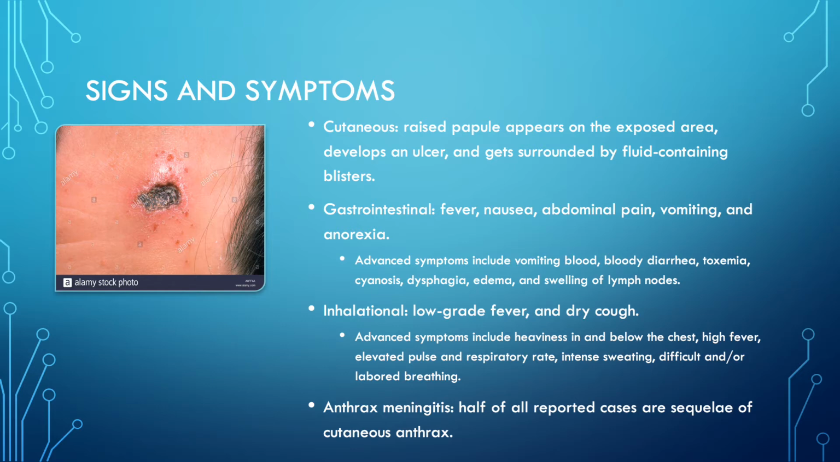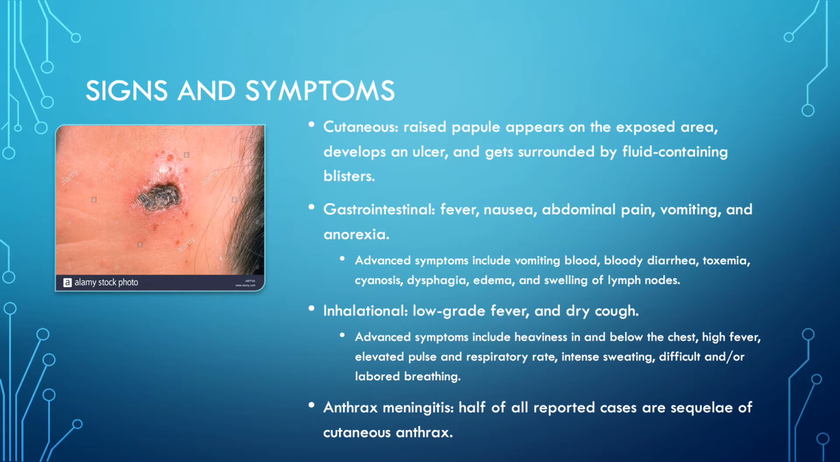Gastrointestinal anthrax can present as either intestinal or throat and pharynx disease. These symptoms include fever, nausea, abdominal pain, vomiting, and anorexia. Some more serious symptoms that can occur as the disease progresses are vomiting of blood, bloody diarrhea, toxemia, dysphagia, cyanosis, edema in the tissues of the throat, and swelling of the lymph nodes.